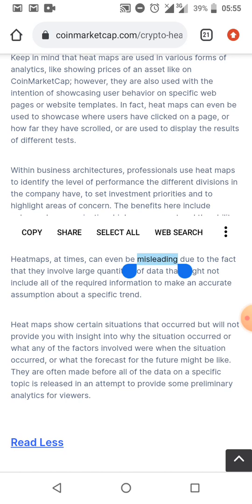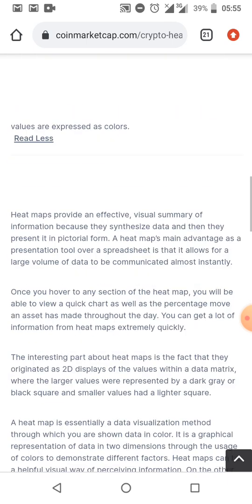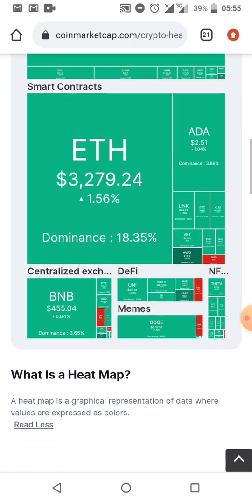I hope this update is helpful to you. By the end of the video, at least you should know what a heat map is. You should know the basics, the importance, and the disadvantages of heat maps.